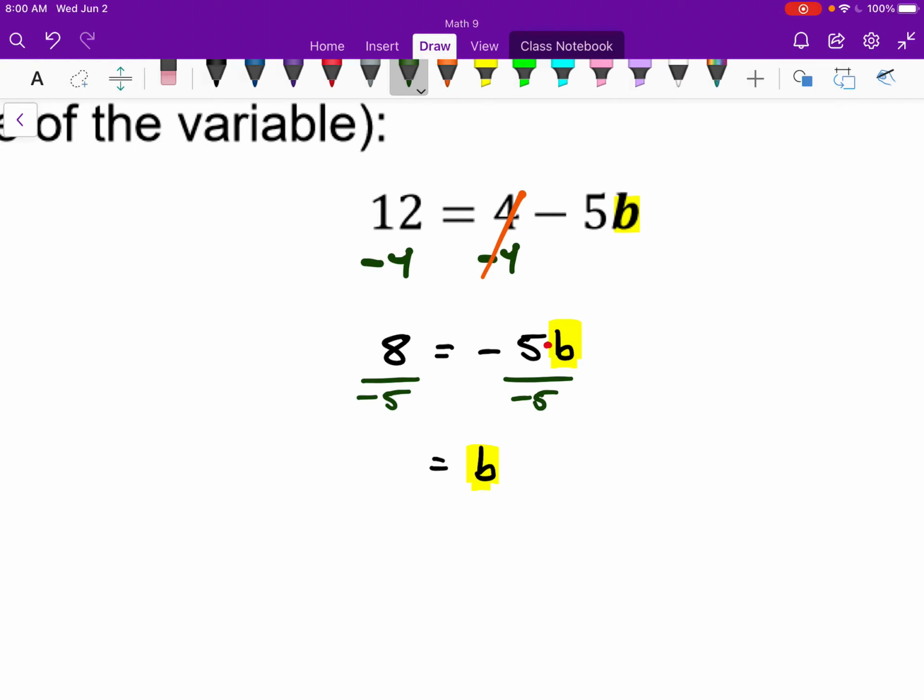And so on the left-hand side, all I have is 8 divided by negative 5. It's a negative number, and if I decimalize it, which we don't really have to, we can leave it as a fraction, but I'll decimalize it, it's negative 1.6. So in this case, to solve for b, I subtracted 4 from both sides, and then I divided both sides by negative 5.